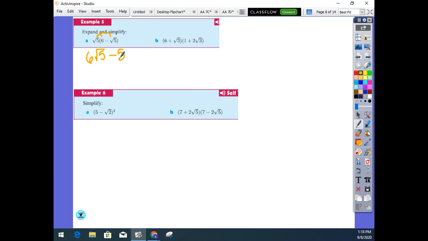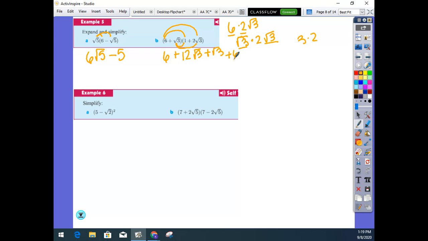Letter B. 6 times 1, we're just distributing. 6 times 2 radical 3. The 6 and the 2 are outside whole numbers, which makes it 12, and the 3 stays underneath. Now I'm going to distribute the radical 3. And I take radical 3 times 2 radical 3. My radical 3 times radical 3 is 3 times 2 is 6.